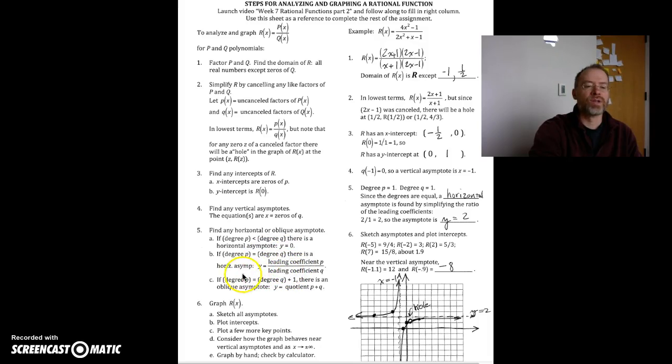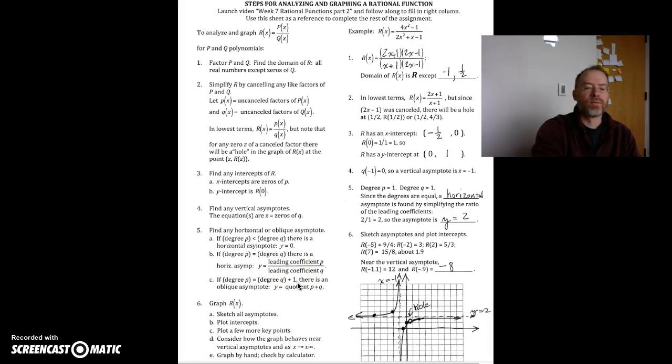Y equals that ratio will be the equation of a horizontal asymptote. So that's for a degree on top smaller or degree on top equal. What if the degree on top is 1 bigger than the degree on the bottom? So degree of P is equal to degree of Q plus 1.